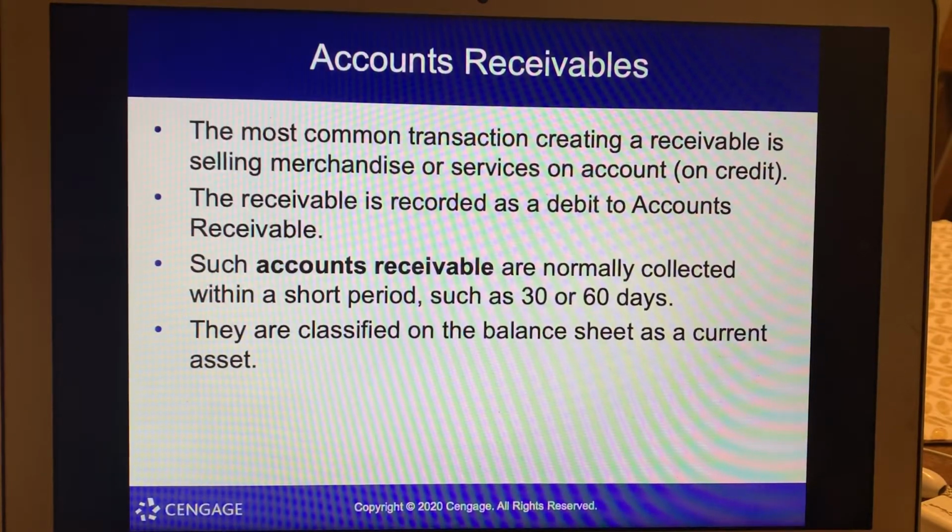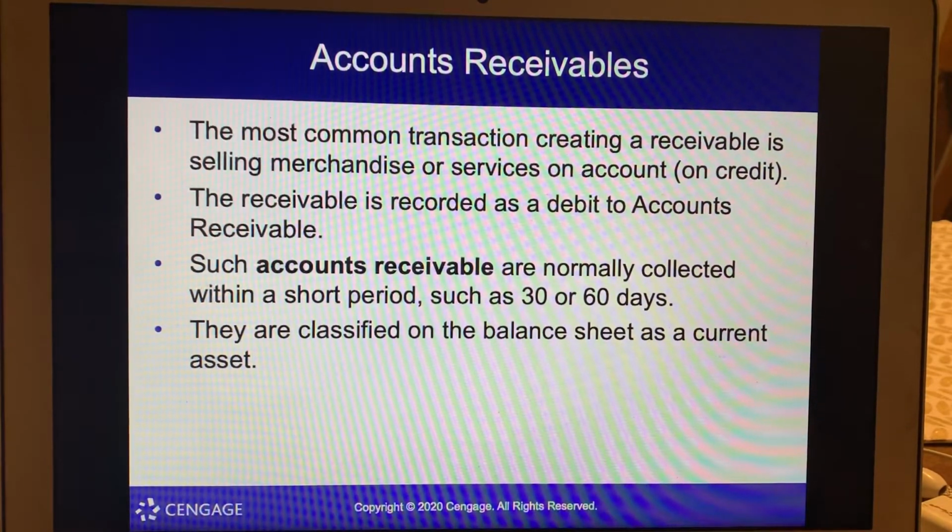Accounts receivable: the most common transaction creating a receivable is selling merchandise or services on account, which is on credit. The receivable is recorded as a debit to accounts receivable. Don't forget, we're creating the account receivable. We kind of looked at this before, but now we're getting into more depth. Such accounts receivable are normally collected within a short period, such as 30 or 60 days.